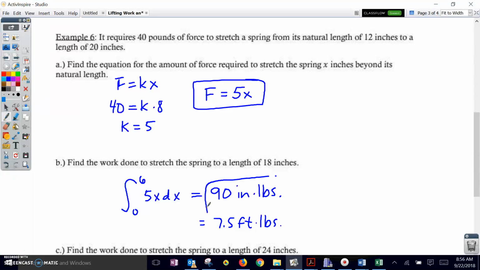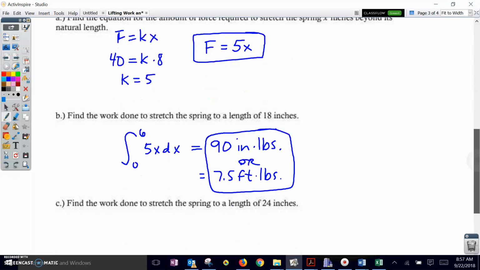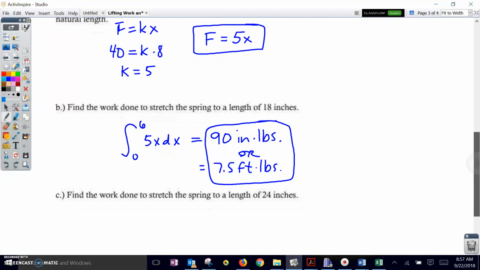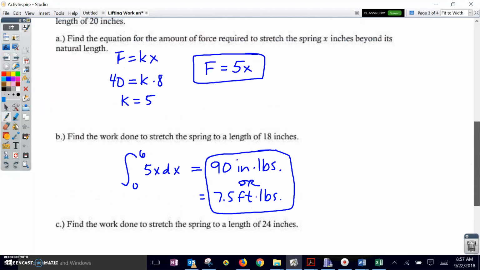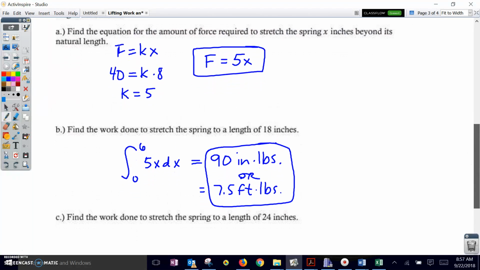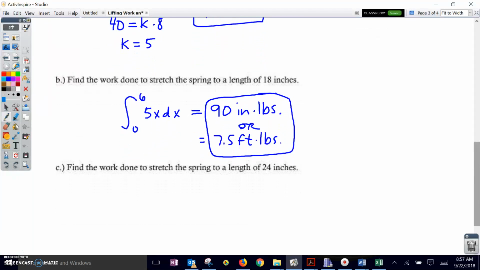So either of these would be acceptable here, since we're not guided to answer in either inch-pounds or foot-pounds. Find the work done to stretch the spring to a length of 24 inches. So now we're going to 12 inches beyond natural length. So we're going to integrate this function from 0 to 12.